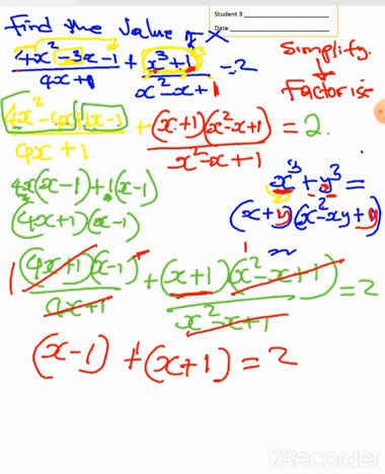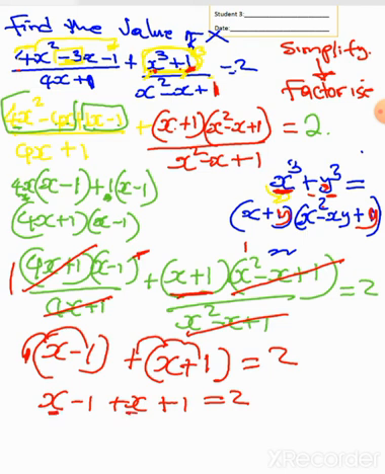Then you just have to remove brackets. This will be plus x, that one will be plus 1. Here also there's a 1, multiply that, it will be x, multiply that minus 1, so it's x minus 1 plus x plus 1 is equal to 2. If you group things together, x plus x is 2x, minus 1 plus 1 is 0, so you don't write it. So 2x is equal to 2.